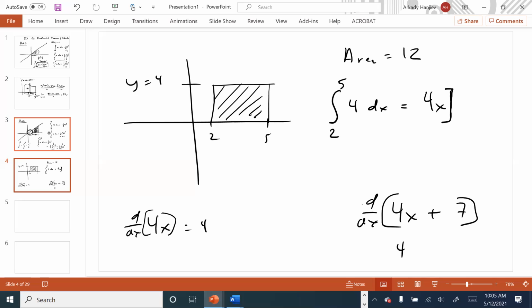Let's see what our book is using. I think they use this one right here with this little. So you go 2 to 5. That's what you do. And let's plug in the 5. Let's subtract out the 2. Let's see if we get our 12 out of it.